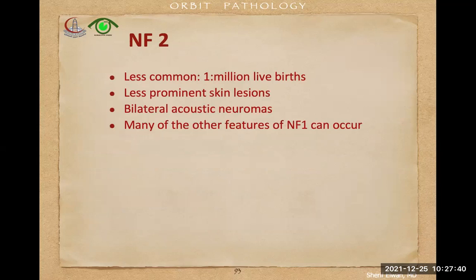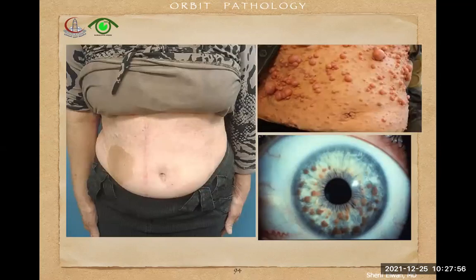Neurofibromatosis type 2 is less common, 1 in a million, with less prominent skin lesions. It is associated with acoustic neuroma, which is a benign tumor of the 8th cranial nerve, as well as the other features of neurofibromatosis 1.